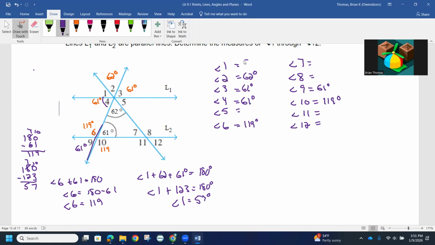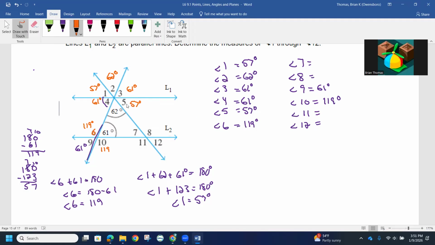So I now know this is 57 degrees. So we're making some progress here. So this is 57 degrees over here. That's going to tell me that angle 5 is 57 because those are vertical angles. So another one bites the dust. So 57 degrees because we have opposite angles. So there's our big X.